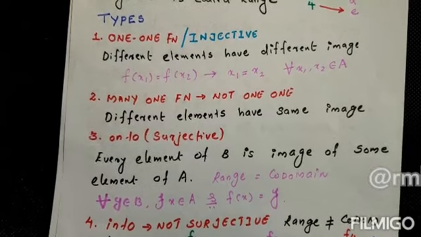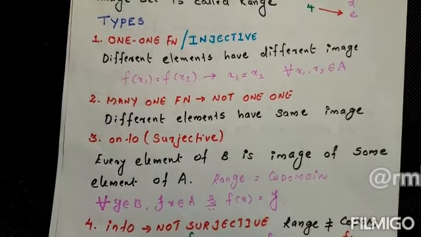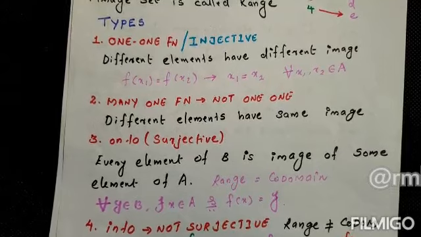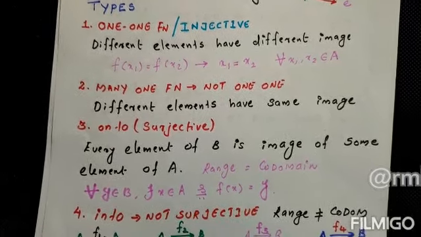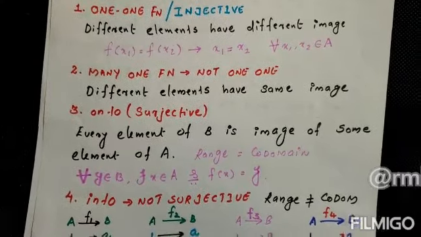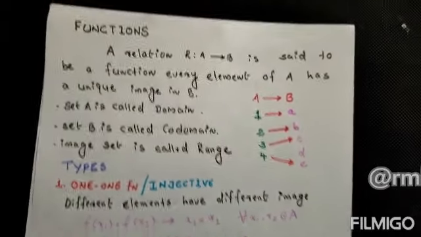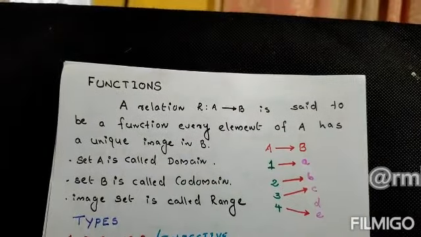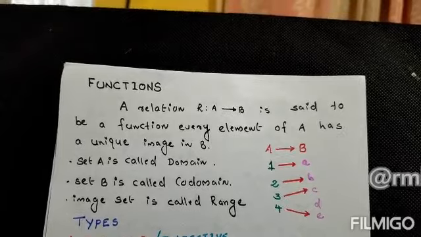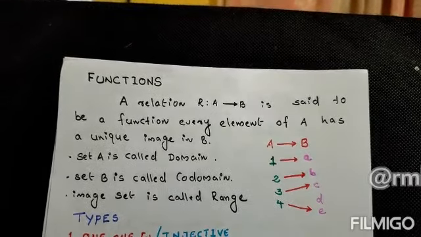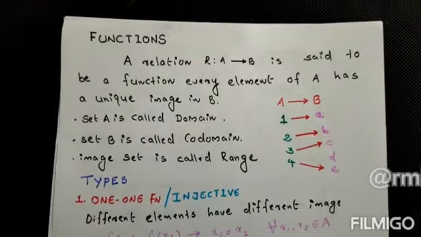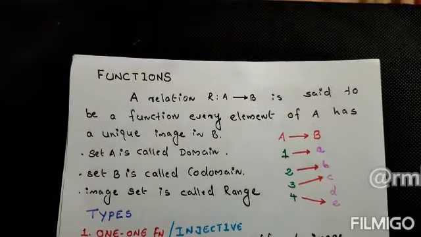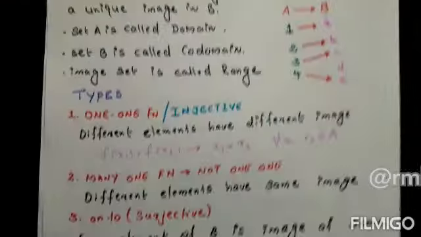Next case is the into function, which is not surjective. Onto function is called surjective. Not onto function is an into function. That means range is not equal to codomain. In our first example, A to B, here the range is A, B, C, E. Codomain is A, B, C, D, E. They are not identical. So this arrow diagram is called an into function.